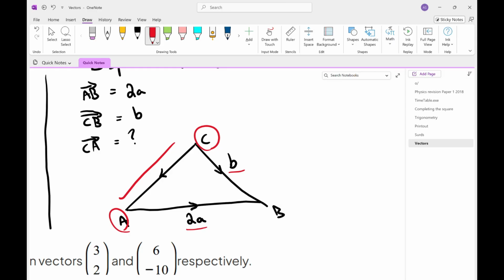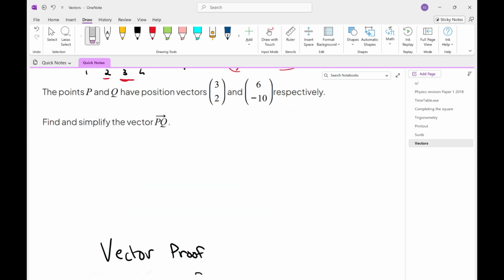So to get from C to B, we're going to have B. And then to get from B to A, we're actually going to do the opposite. So what's the opposite of 2A? It's just going to be minus 2A. So we're going to write CA is equal to B minus 2A.